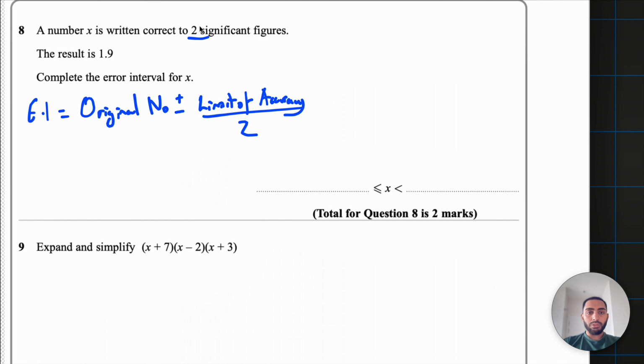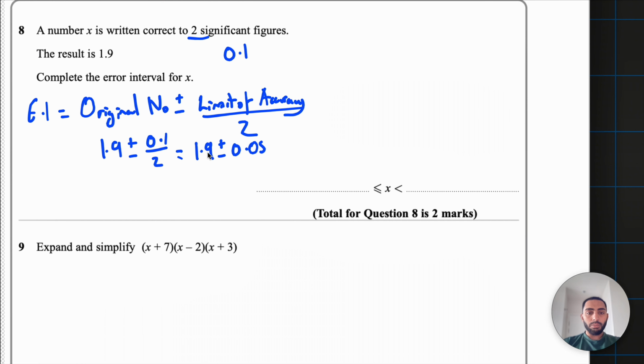It tells us that it's rounded to two significant figures, and the result is 1.9. So that means it's been rounded to the nearest tenth, or the nearest 0.1. So we're going to substitute the original number, which was 1.9. The limit of accuracy is 0.1. I divide that by 2, and I'm going to add it and take it away from 1.9. So 0.1 divided by 2 is 0.05. So I'm doing 1.9 plus or minus 0.05.